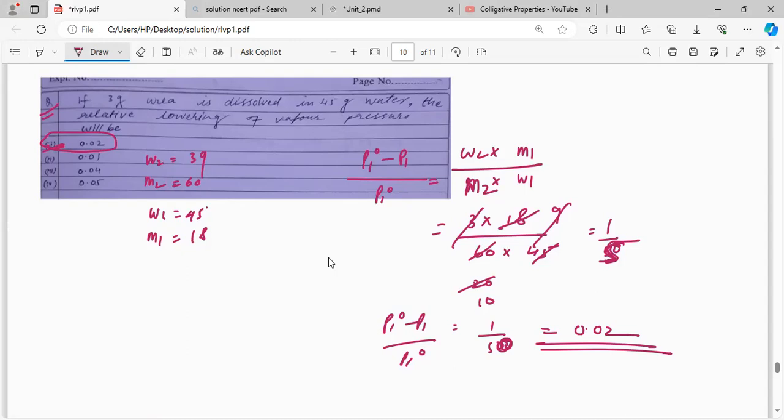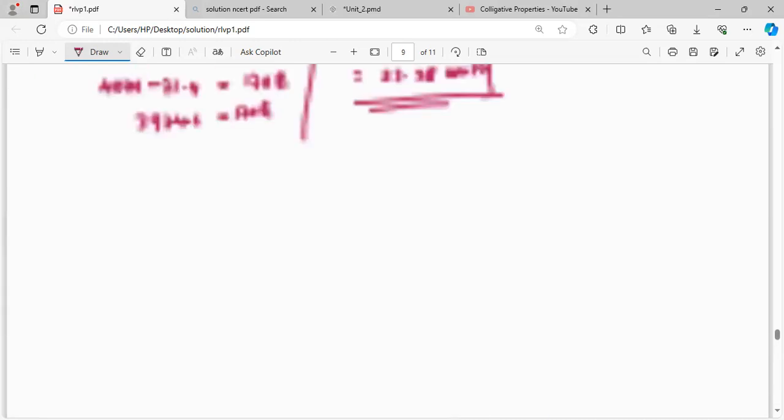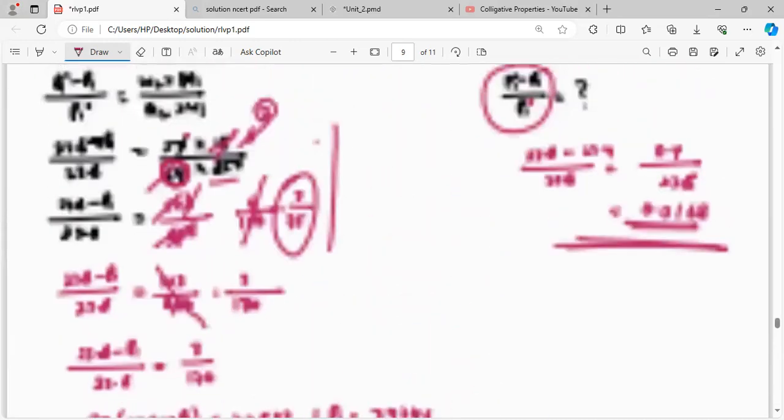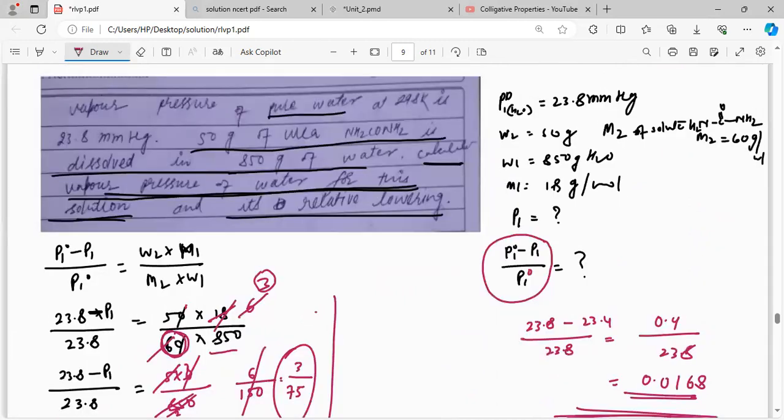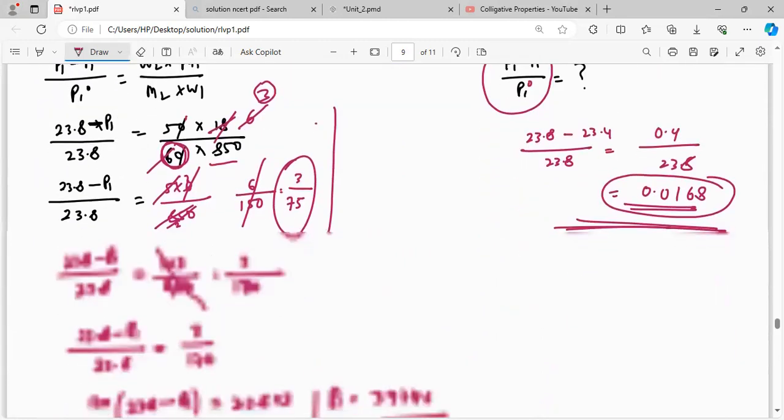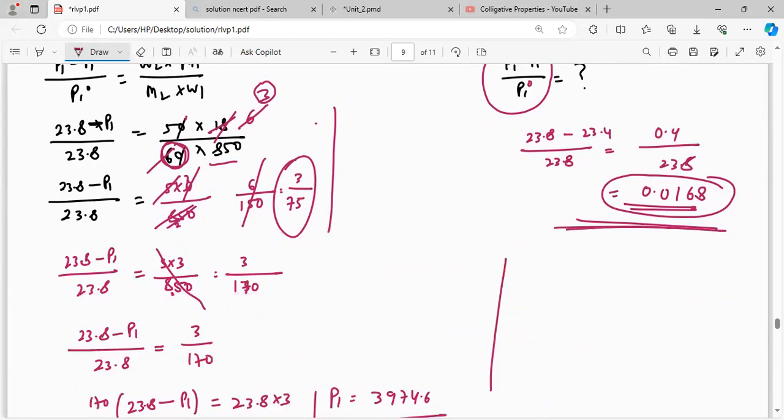In the previous question, let us move a little back to the previous question. In this term, we can calculate this one also. In the same form, the same answer should come, 0.0168. This should come in the same form. So how can you do this one? Let us do it, I am doing here.